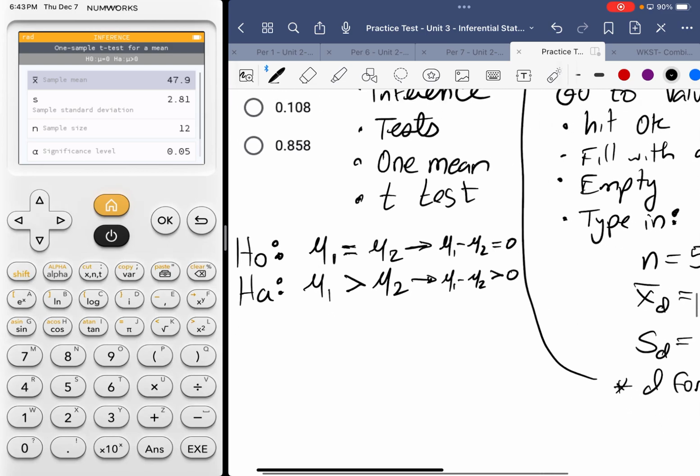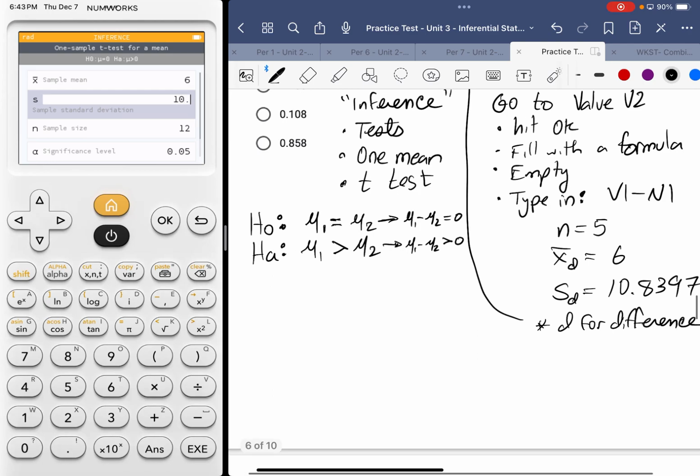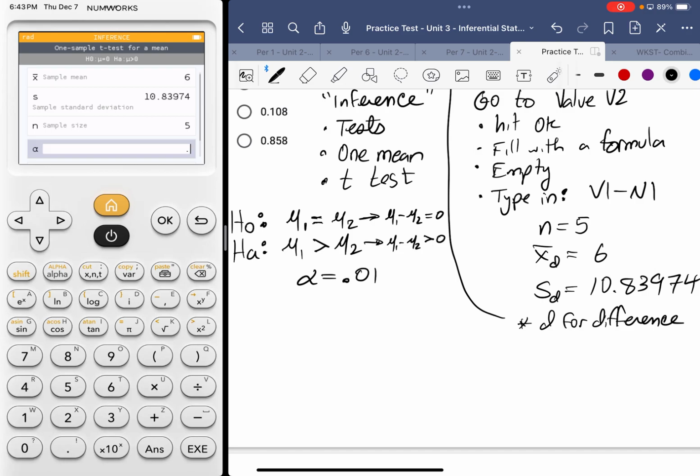I got to put in my sample information. All right, so I have a 6, a 10.83974. Sample size is 5. Significance level, they told us alpha is 0.01. They said 1% level. So I put that in. Basically everything fits into a spot, so as long as you have your information, you should be able to slot it in the appropriate location.